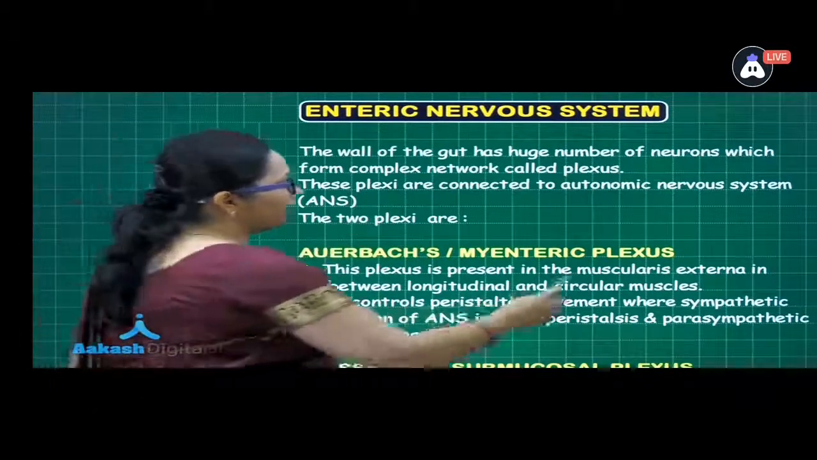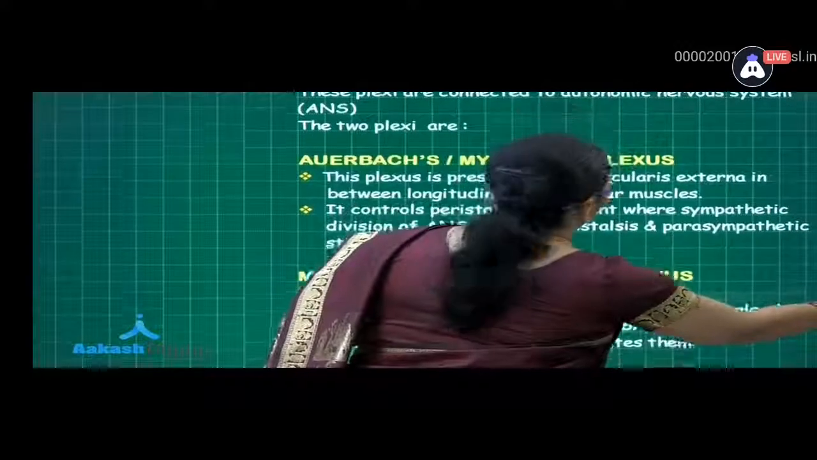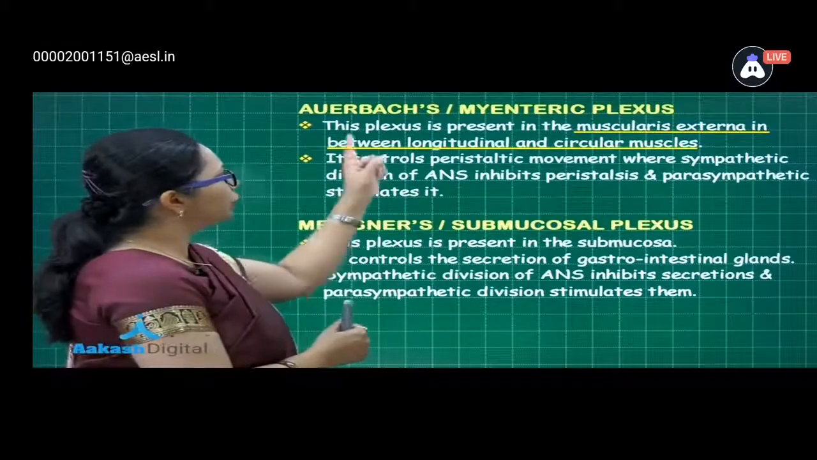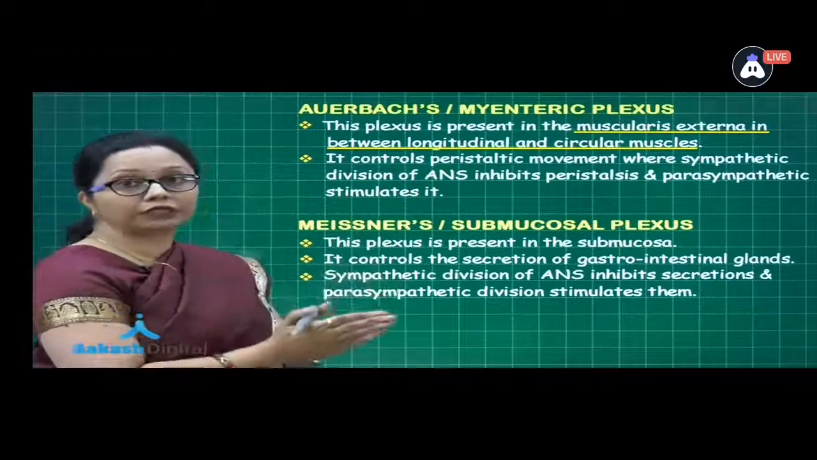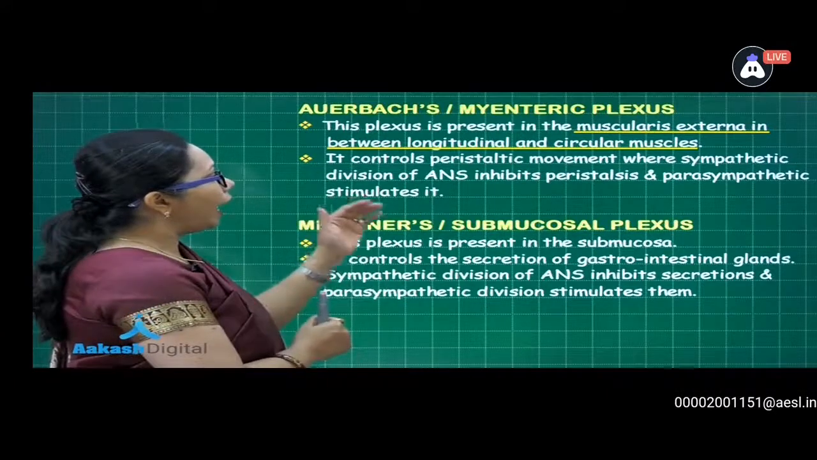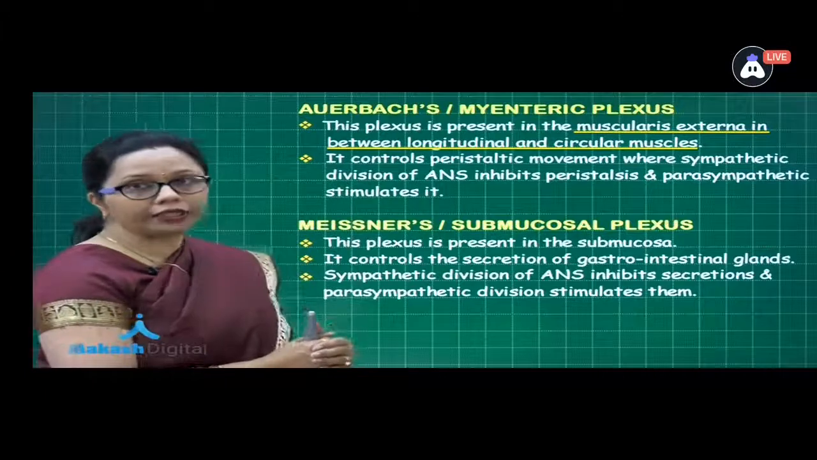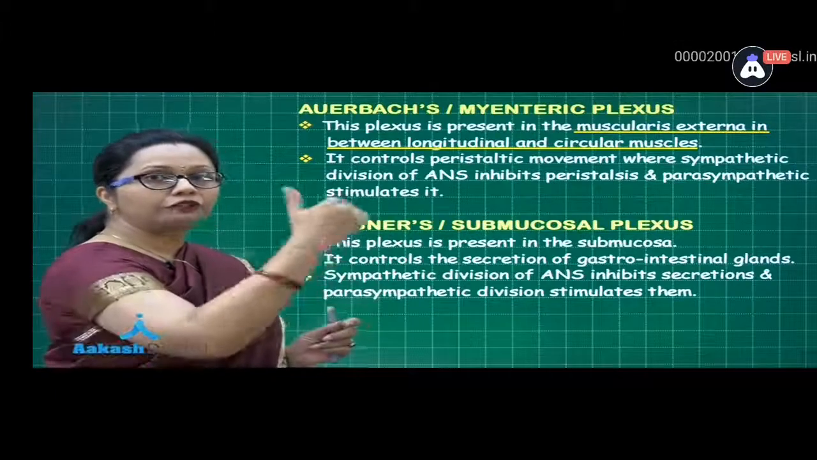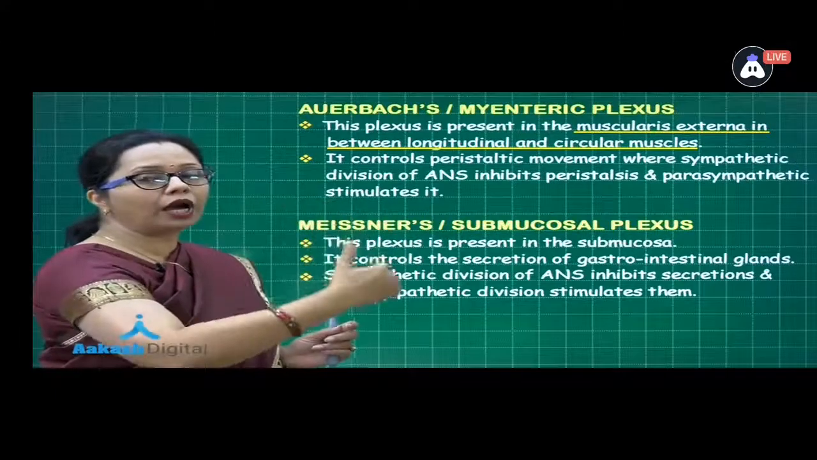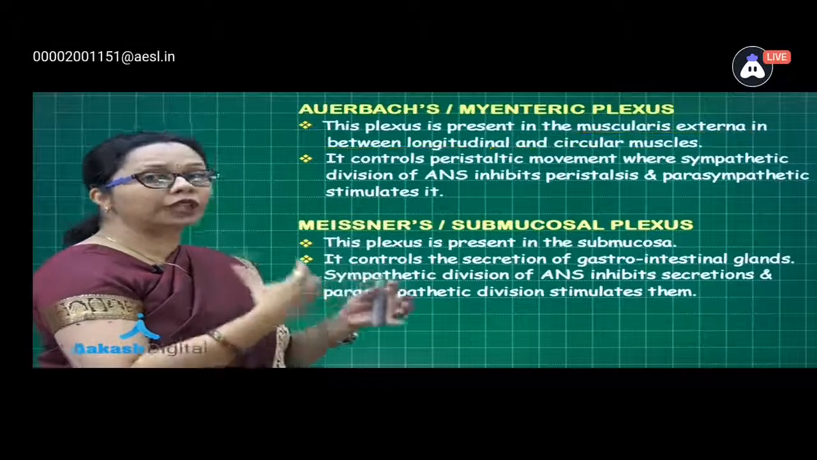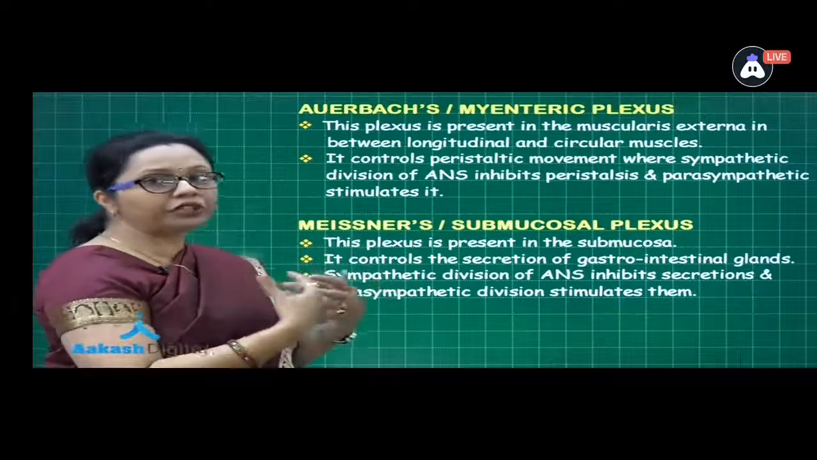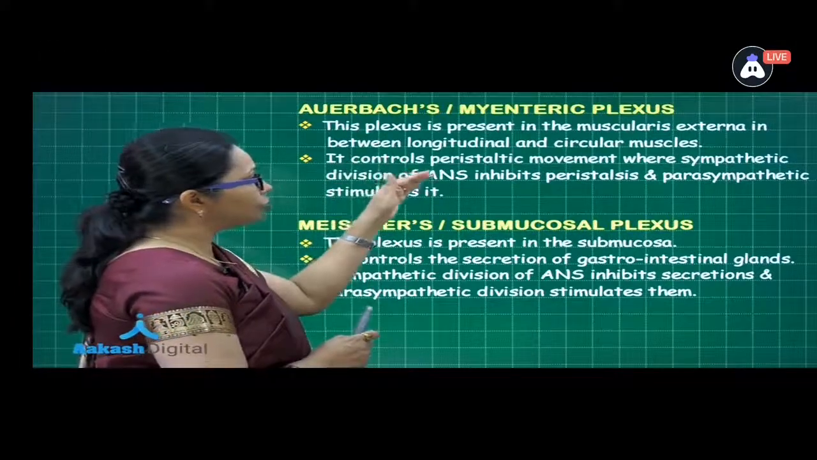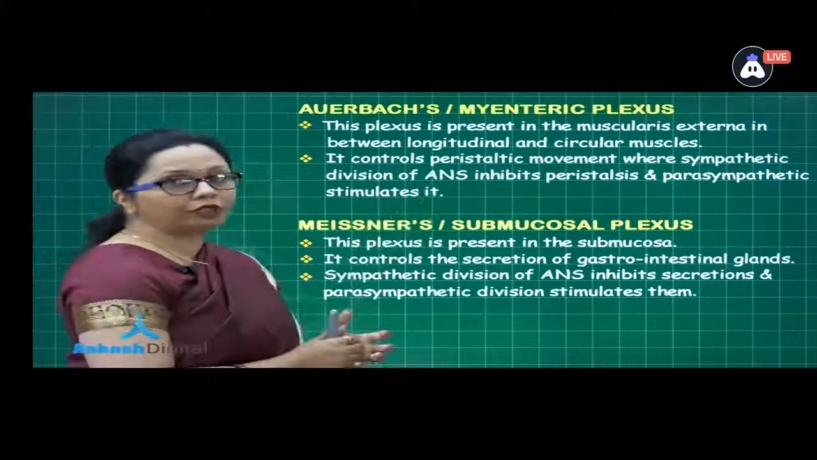Now this Auerbach's plexus is the one which is between the longitudinal and circular muscle layers of the muscularis externa, and it controls the peristaltic movement. Peristalsis is alternate contraction and relaxation of the muscles, which creates a wave-like motion, and through that the food mixed with the enzymes, that is the chyme, and from the esophagus when it starts, the bolus, will be moving. And this nervous system is connected to our autonomic nervous system.